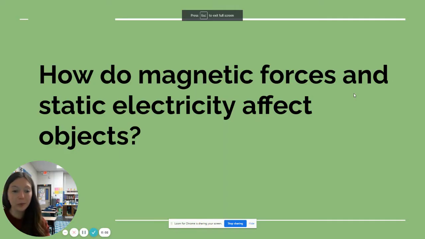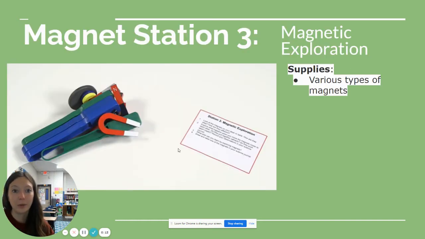Hello everyone, we are back again for science this week. We are still exploring how do magnetic forces and static electricity affect objects. So today we are on magnet station 3.